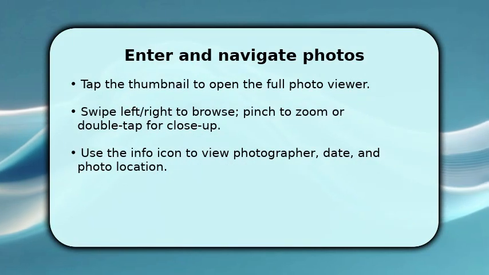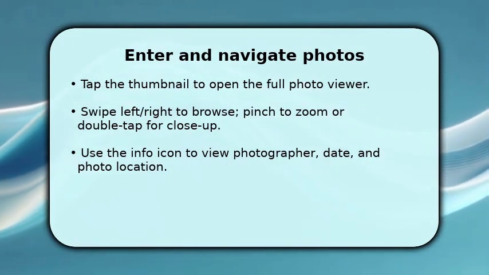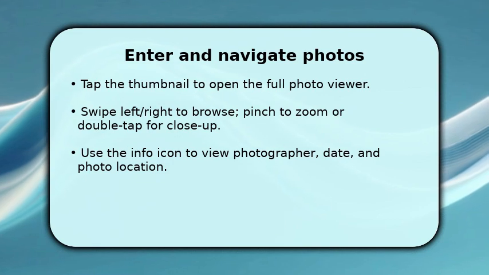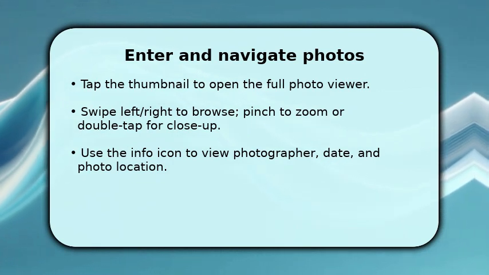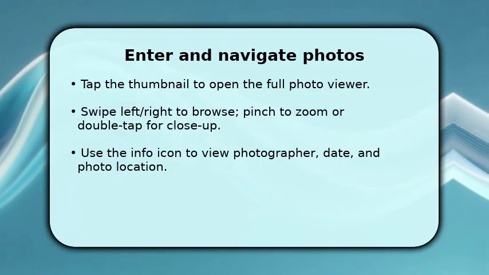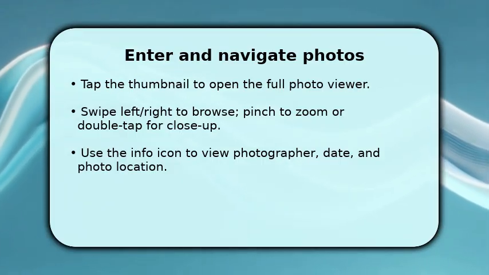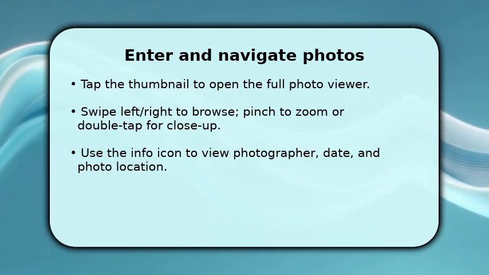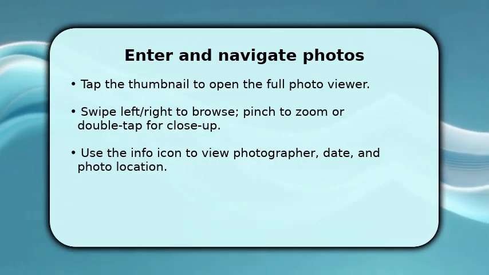Tap the thumbnail to open the full screen photo viewer. This loads higher resolution images and the swipe interface. Once in the viewer, swipe left or right to browse related images. Pinch to zoom or double tap for a quick zoom so you can inspect details like signs or building numbers.